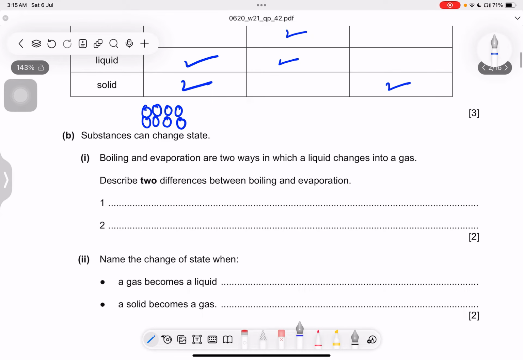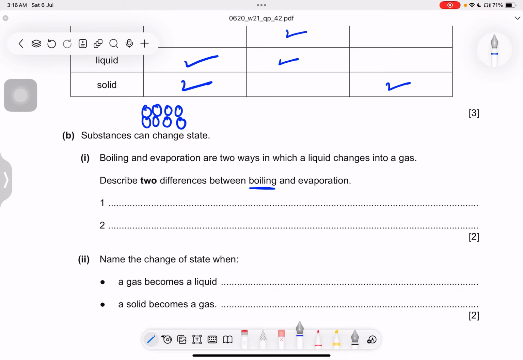Substances can change state. Boiling and evaporation are two ways in which a liquid changes into a gas. Describe two differences between boiling and evaporation. Okay, so boiling occurs at a fixed temperature, at a specific boiling point. There's a specific boiling point of every substance, but you would never hear about an evaporation point of water. So evaporation occurs at room temperature. Next, boiling also takes place throughout the liquid, whereas in evaporation, only the surface particles absorb energy and evaporate, they turn into gas.